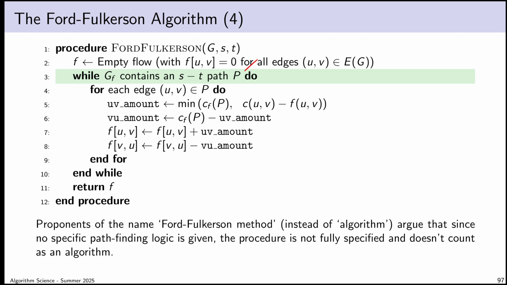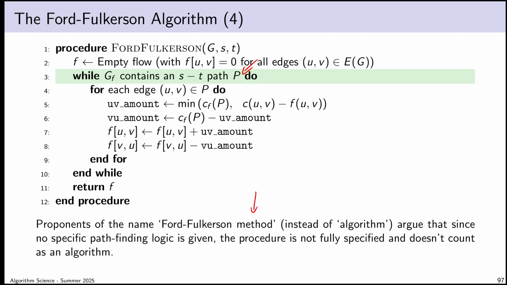So, for example, it says, while there is an augmenting path, perform an augmentation. But it doesn't give instructions for exactly how you should go find an augmenting path. And there are those that argue that this means it's not really an algorithm at all. It's sort of a broad framework for an algorithm. I don't really buy that argument. Now, there is a different argument that they sometimes make that I do sort of understand for why you might want to call it the Ford-Fulkerson method. I'll come back to that in a little while.